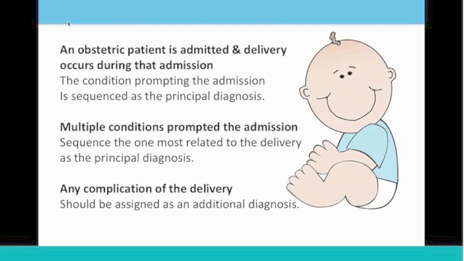So if a patient comes in, they have preterm labor and they're also hypertensive, maybe the provider gets the contractions under control but can't quite get the hypertension under control, and they decide, you know what, this is best for the patient to deliver because of the hypertension, then that would be the primary diagnosis code.